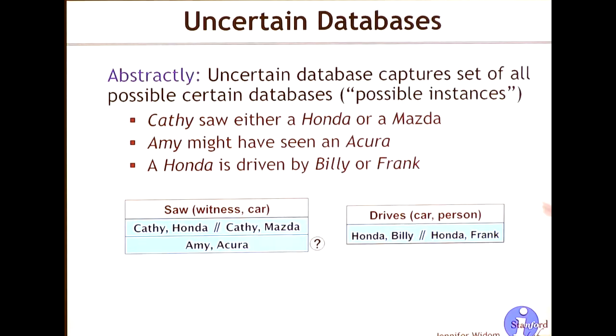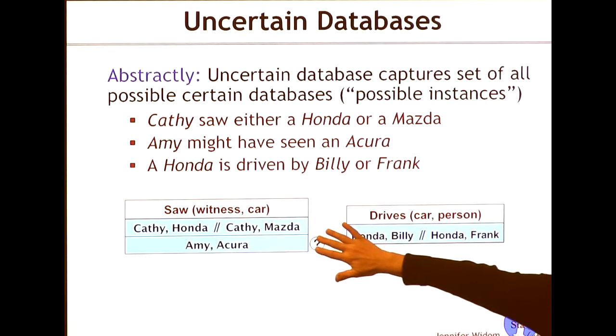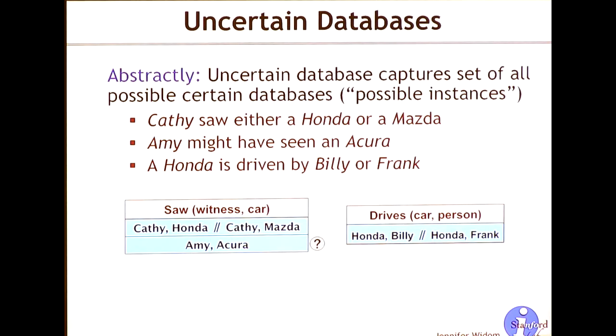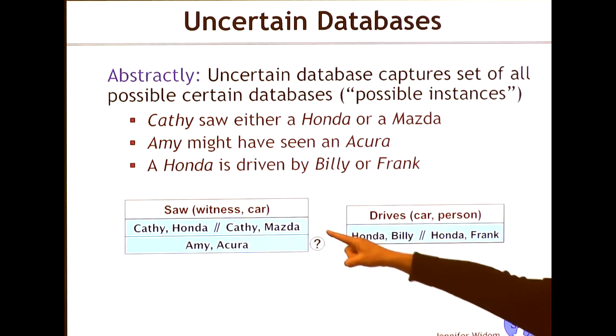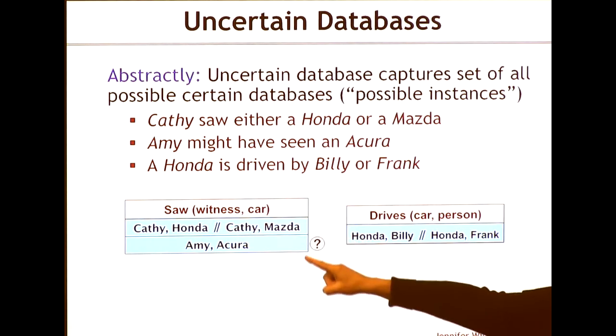In the project where we worked on this, we also had confidence values or probabilities associated with these things. I'm not going to do that today. Today it's just going to be uncertain alternatives and presence or absence. So here's a concrete representation of these two tables. The first table says Kathy saw either a Honda or a Mazda. The second says Amy might have seen an Acura. The question mark says this is present or absent.